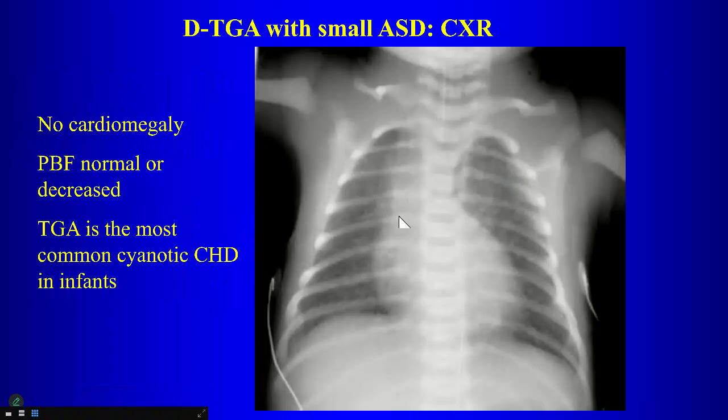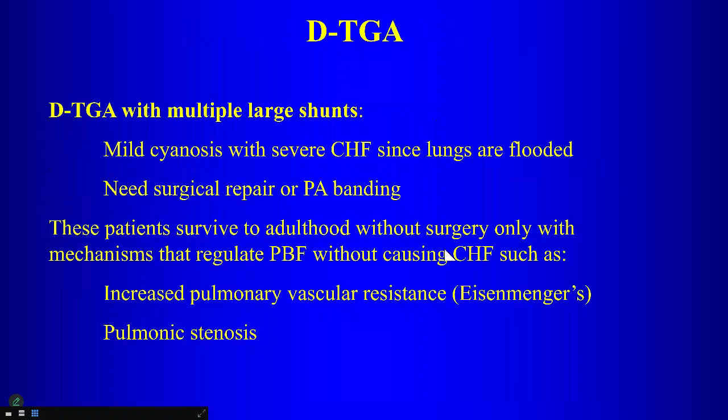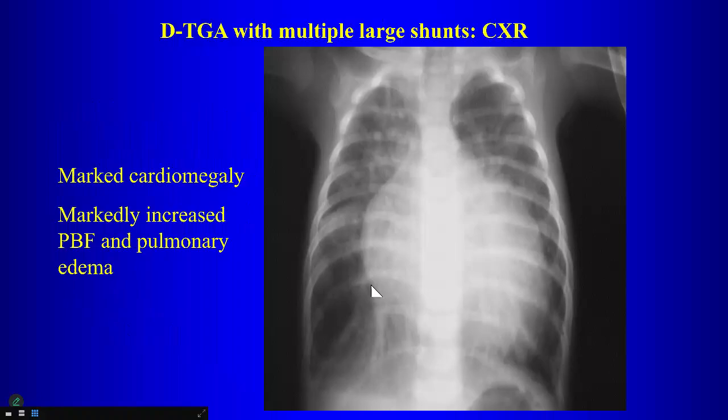So with small shunts, you're not going to see a lot of increased pulmonary blood flow, and there won't be cardiomegaly. Pulmonary blood flow might actually appear decreased if there's a small amount of shunting. With larger shunts, the cyanosis can be mitigated, so there will be milder cyanosis, but there will be more pulmonary blood flow, and if there's enough, that can also cause failure. Sometimes these patients might survive to early adulthood if there are regulators, if they have something like mild pulmonic stenosis, or enough pulmonic stenosis that controls the amount of pulmonary blood flow so they don't develop Eisenmenger's.